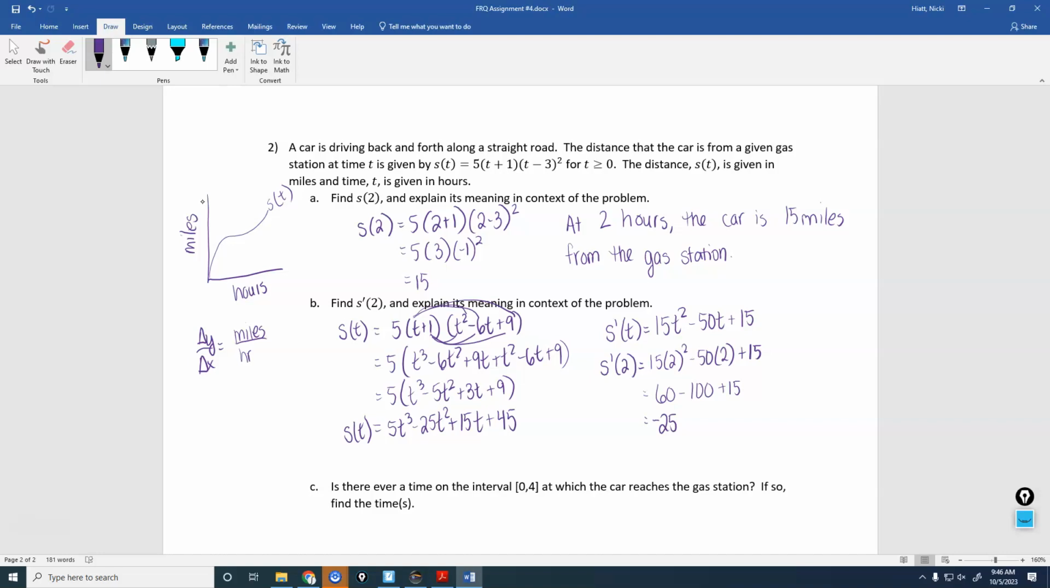So we would say at 2 hours, the velocity of the car is negative 25 miles per hour. And since we're saying velocity, it's okay to say negative 25.